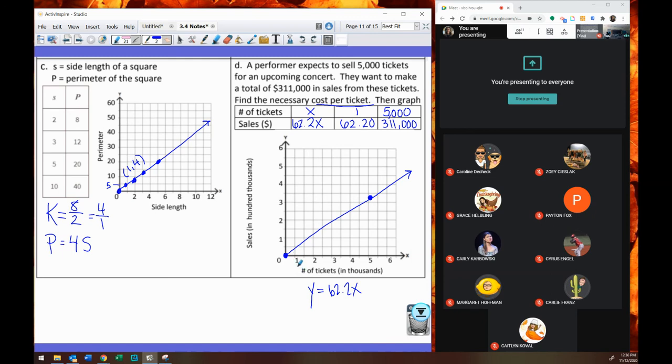1 comma, somewhere way down here. 1 comma 62.2 should be on there. But if we're in thousands, then 1 is really, really hard to see on that graph. So you can't be too sure where it is.